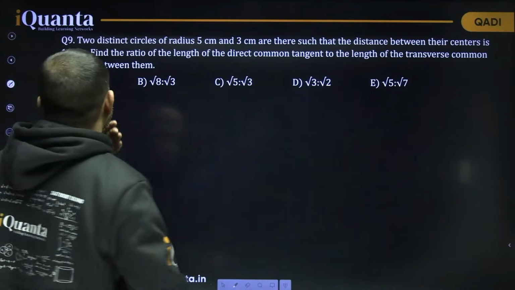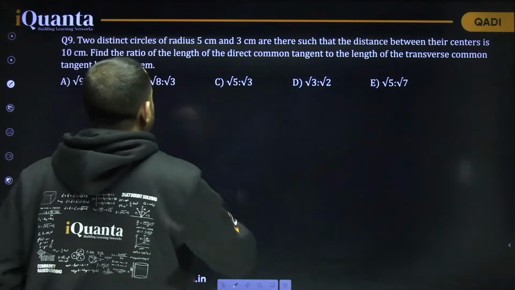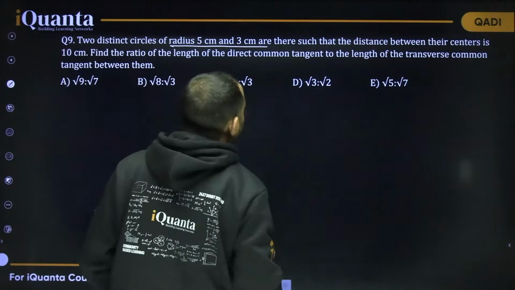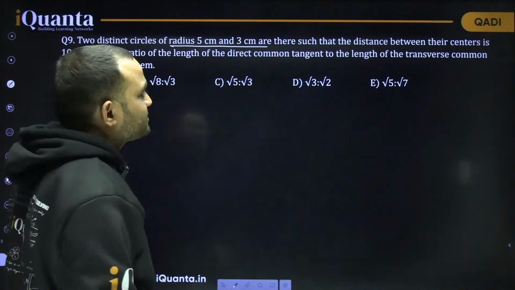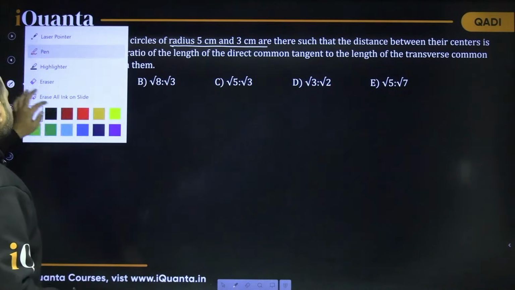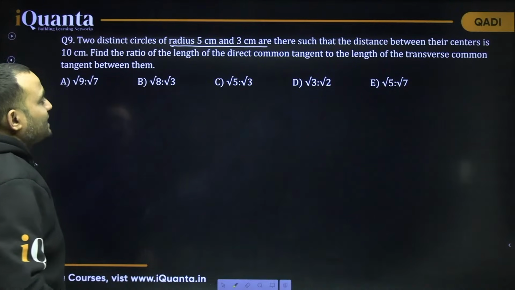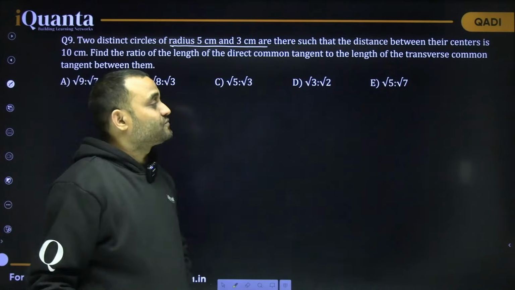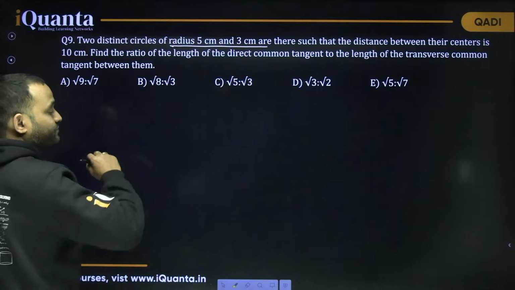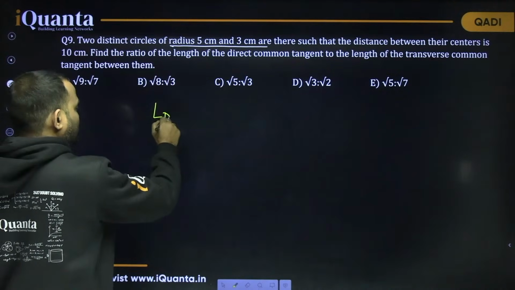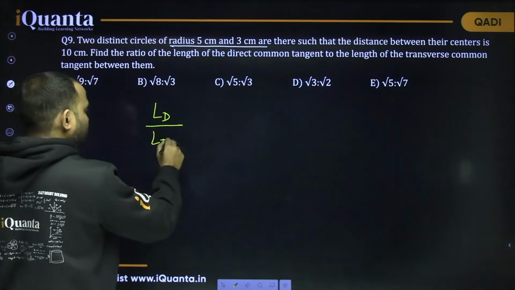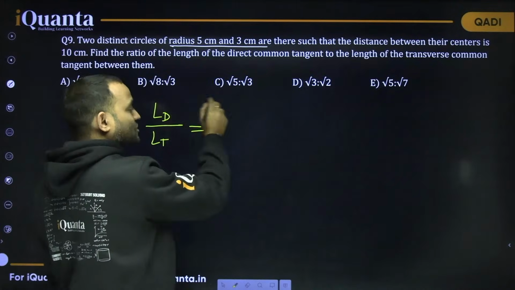Yes, that is correct. Two distinct circles of radius 5 centimeter and 3 centimeter are there such that the distance between their centers is 10 centimeters. Find the ratio of the length of direct common tangent to the length of transverse common tangent between them. So, length of direct common tangent upon length of transverse common tangent. What is length of direct common tangent?